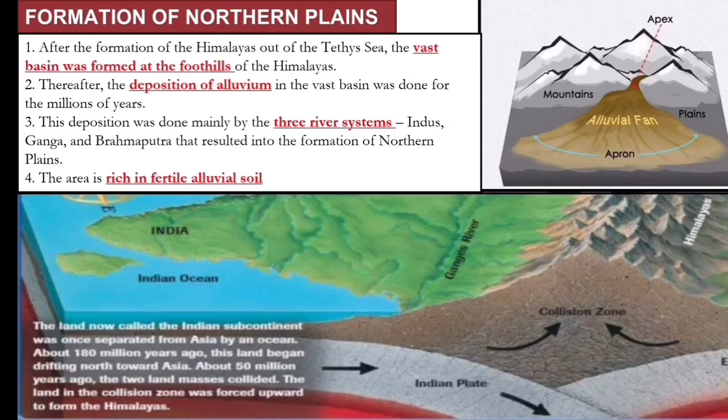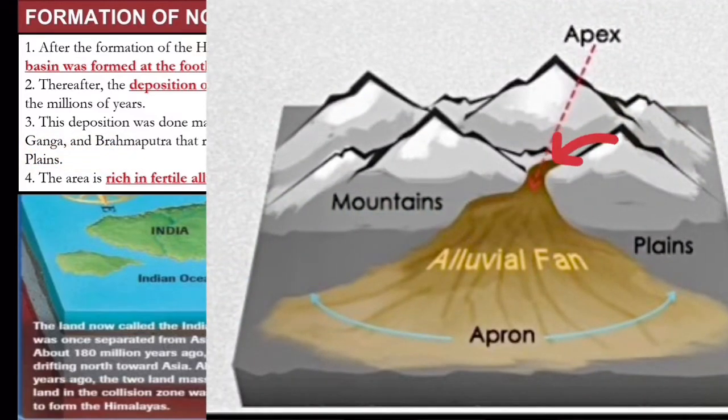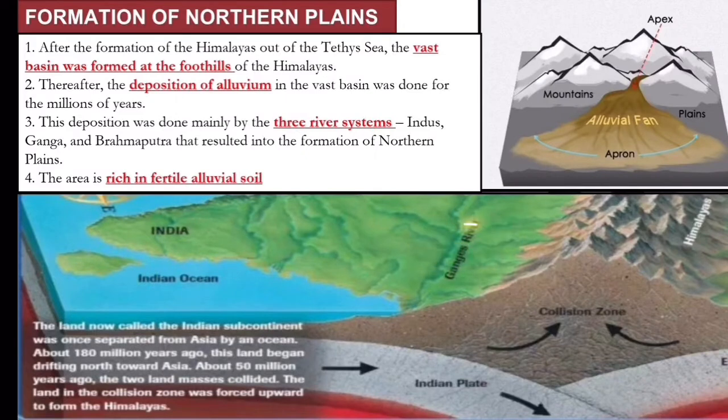The depression was over the years filled with the deposition of alluvial soil. And where did this come from? It came from the three important river systems in India: Indus, Ganga and Brahmaputra. As in the given diagram, you can see the sediments that were brought down from the Himalayan mountains were deposited in the river basins, the gap that was created in front of the Himalayan mountains. Over the period of time, these sediments filled up that depression and led to the formation of the most fertile stretch of India, that is the Northern Plains.